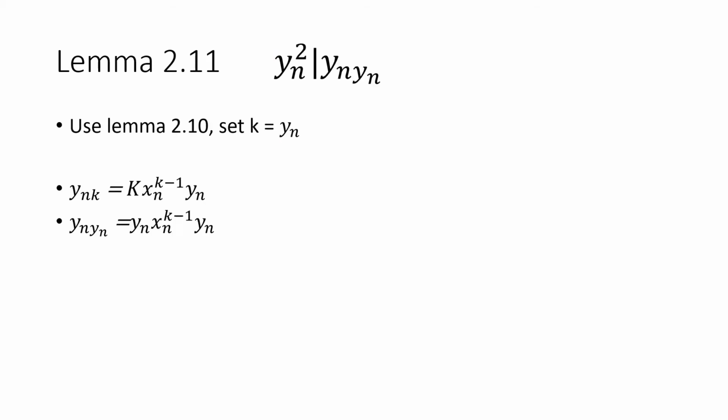Lemma 2.11 gives more nice properties of y of n. What this one is saying is that y of n to the y of n is divisible by y of n squared. To prove this one, we simply plug this into lemma 2.10, where we set k equal to y of n. So this is the equation that we have from lemma 2.10. If we plug in y of n where k is, we have this equation where there are now two y of n's. So y of n squared is on this side, and y of n, y of n.